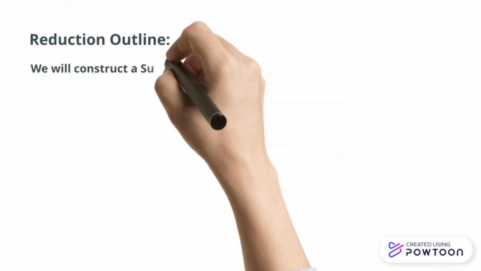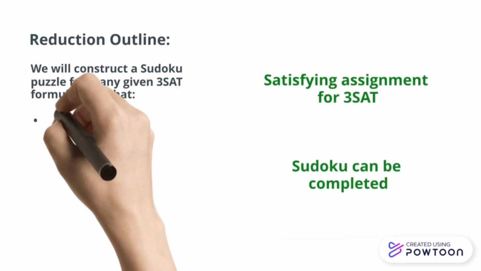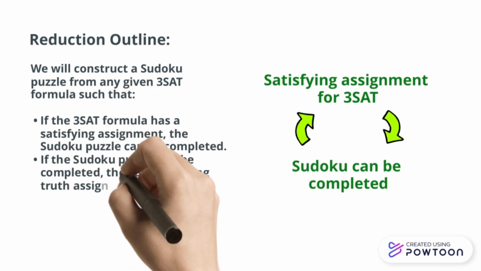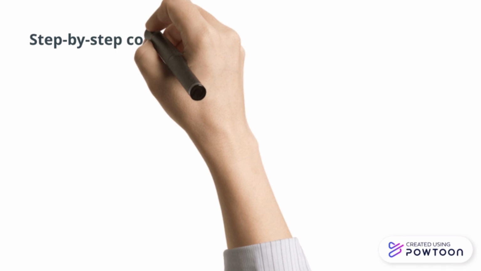For our reduction, we will construct a Sudoku puzzle from any given 3-SAT formula such that if the 3-SAT formula has a satisfying assignment, the Sudoku can be completed, and if the Sudoku puzzle can be completed, the corresponding truth assignment will satisfy the 3-SAT formula. We will now perform a step-by-step reduction.